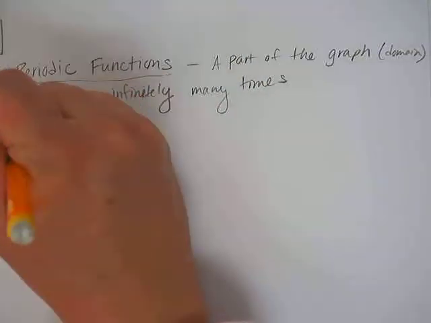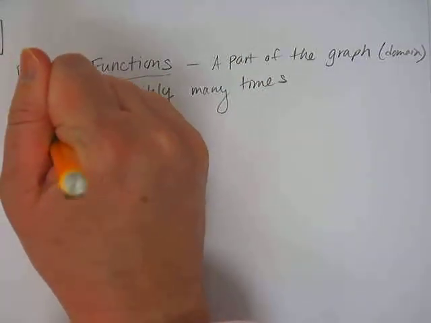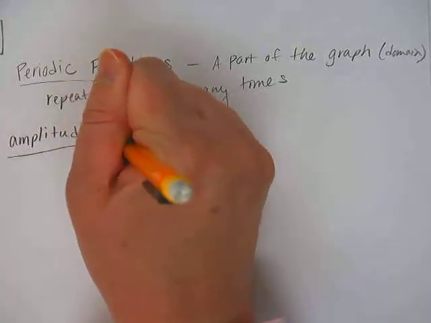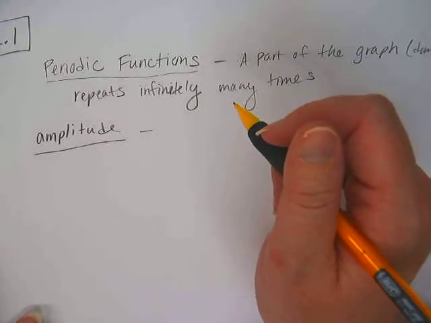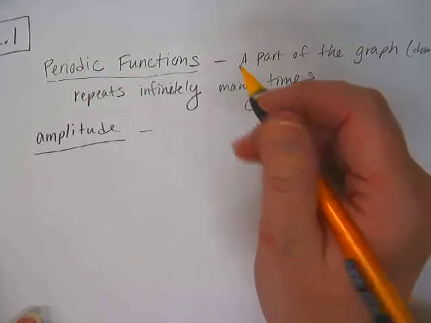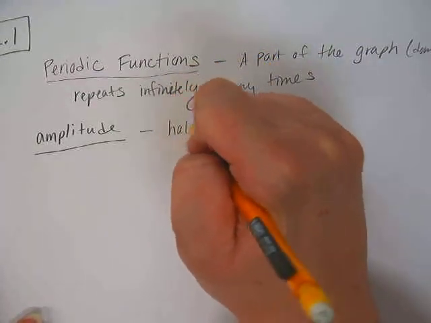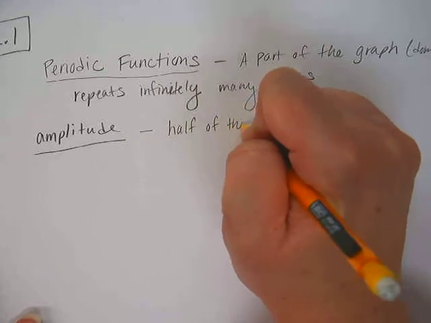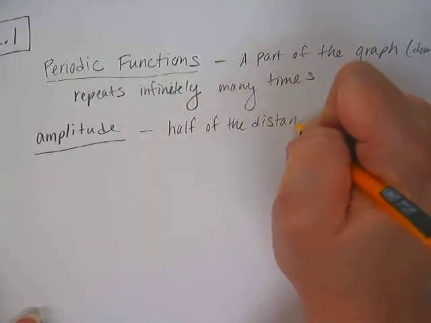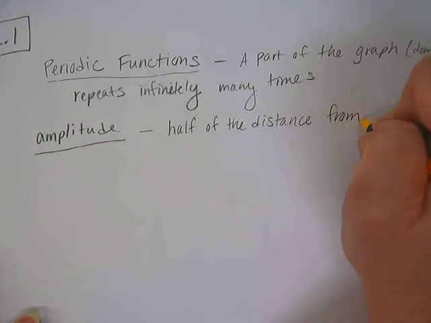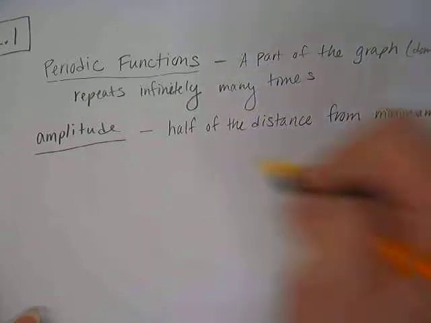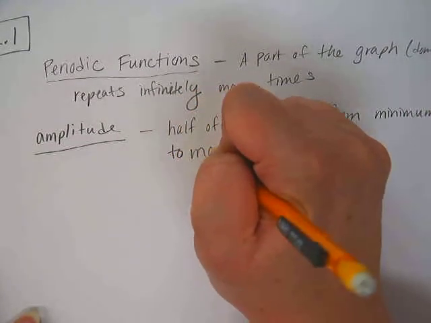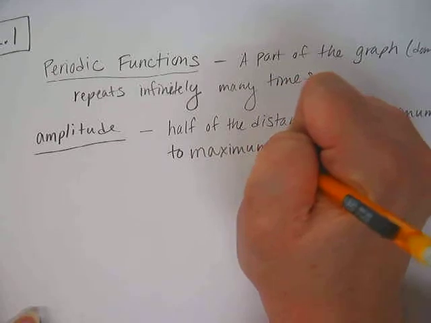The next word I want you to understand is called amplitude. How many of you have heard the word amplitude before? One of you? Okay. The amplitude of a periodic function is half of the distance from the lowest point, which we call a minimum, to the highest point, which we call a maximum, correct?